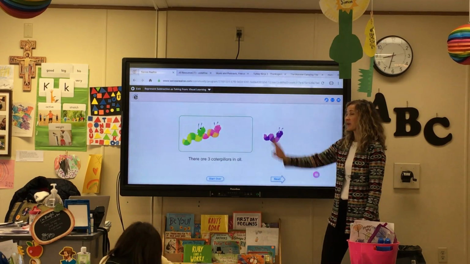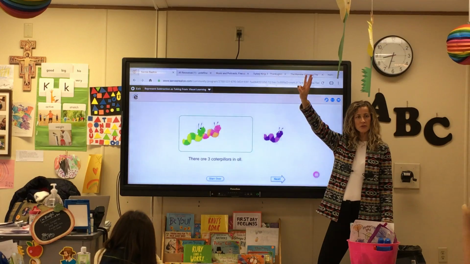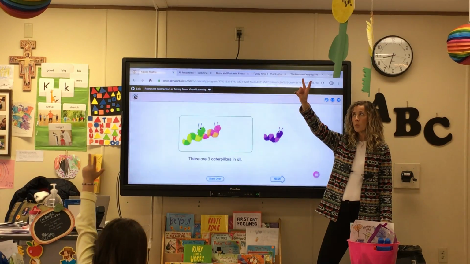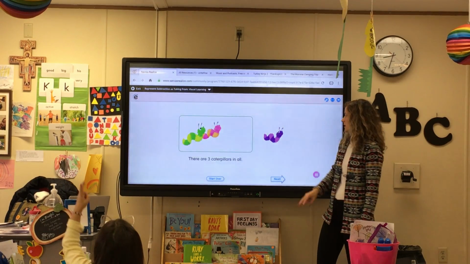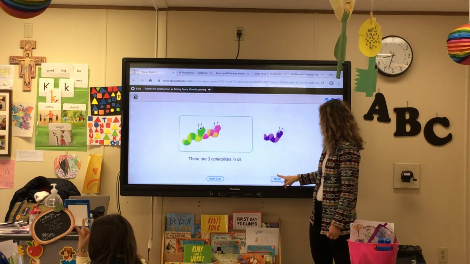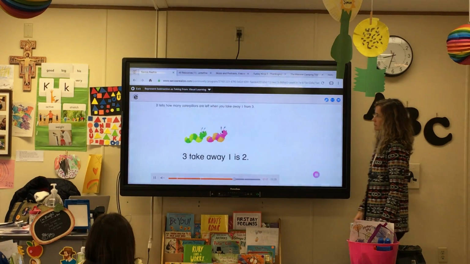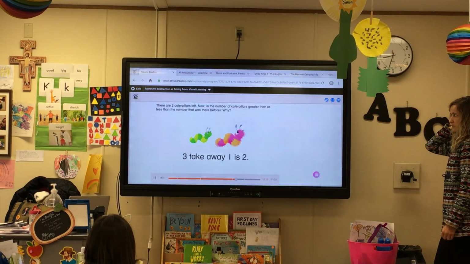2. Okay. So we had 3 caterpillars, so show me that. 3 caterpillars, take away 1 of them. One of them wiggles away. How many are we left with? 2. So 3 take away 1 is 2. Okay. There are 2 caterpillars left.